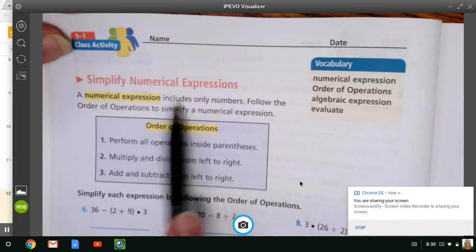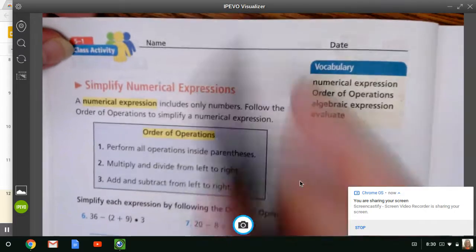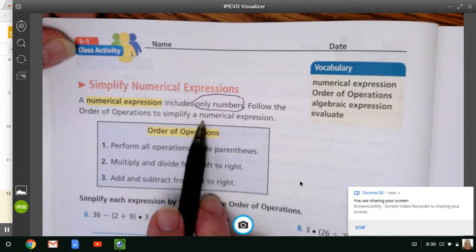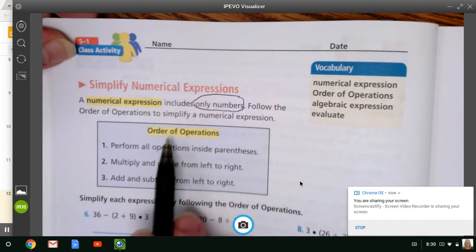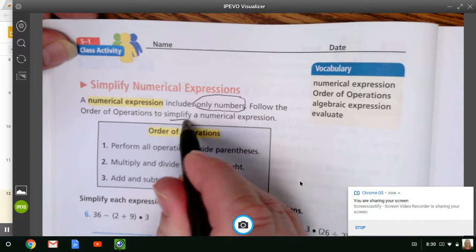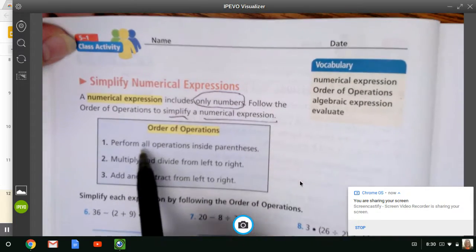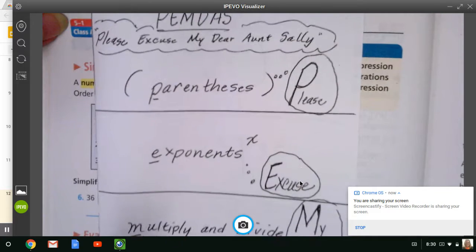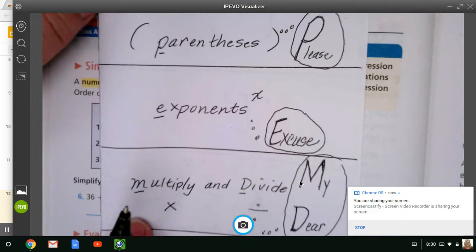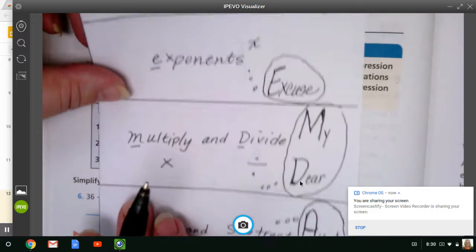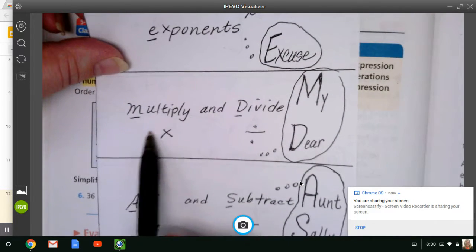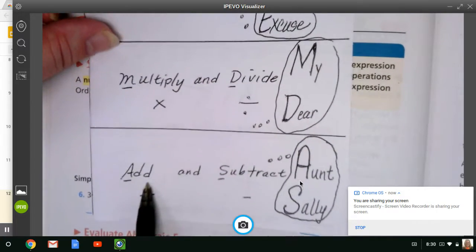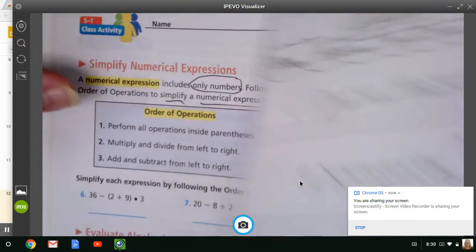A numerical expression includes only numbers. Only numbers. Follow the order of operations to simplify a numerical expression. So we're going to simplify it if it's numerical. So this is where the PEMDAS comes into play. First you solve parentheses. When we get to exponents, you'll solve those after that. And then you just multiply or divide from left to right in the order they come into the problem. And then you add and subtract last.